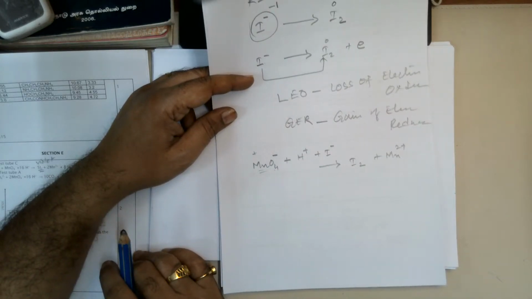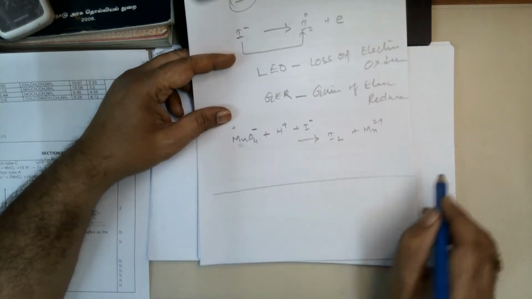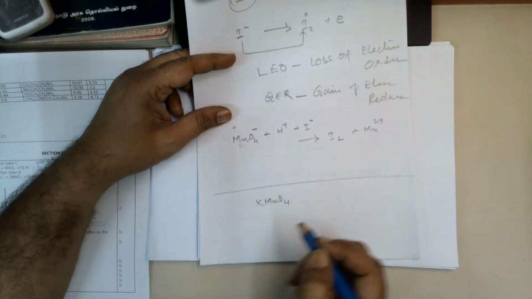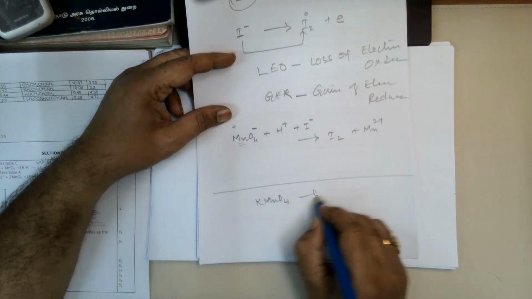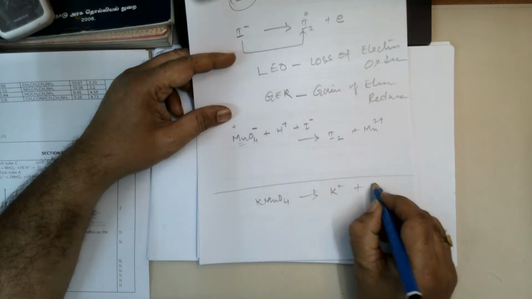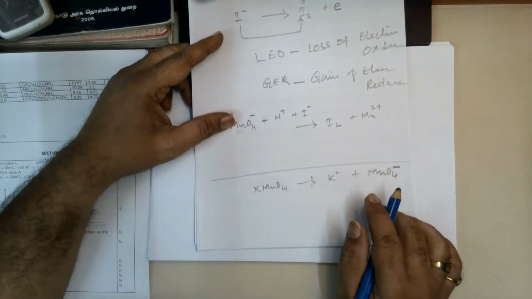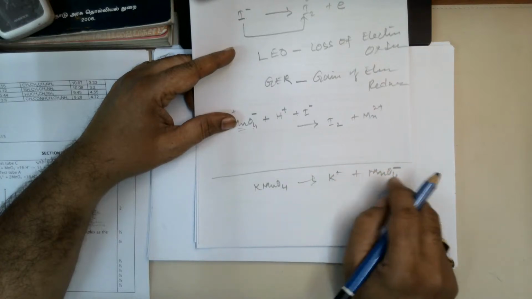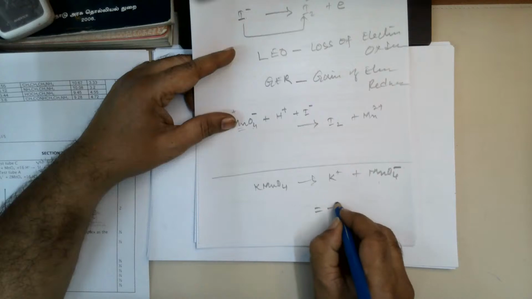What is the oxidation state of manganese in permanganate? KMnO4, potassium permanganate, you have to work out. It is nothing but MnO4 minus, written as K plus and MnO4 minus. This is called permanganate. So let us work out the net oxidation state. It is -1.